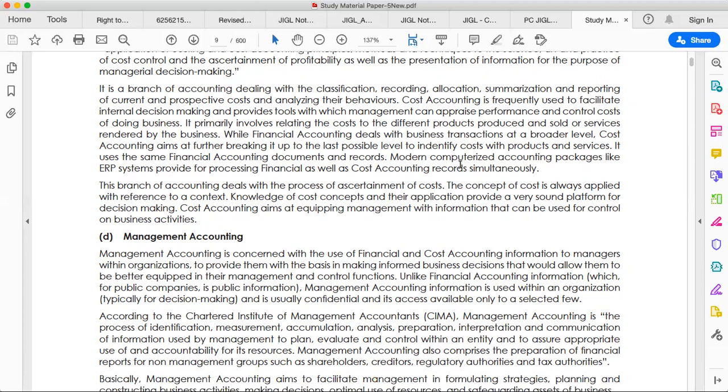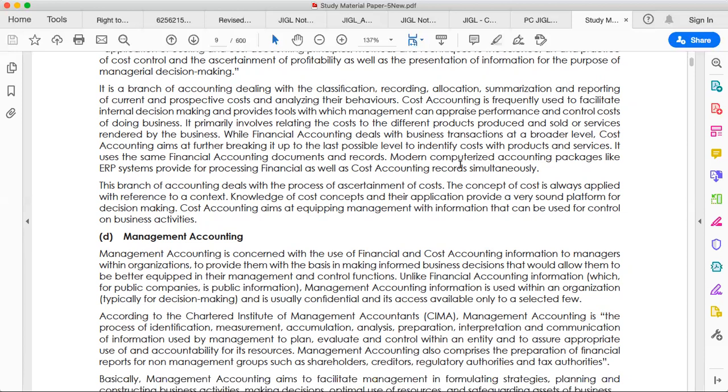Then it uses the same financial accounting documents and records. Obviously, there won't be different records. There will be the same records. Modern computer system accounting packages like ERP systems. ERP is a kind of system. There are many software packages which run as an ERP. ERP stands for Enterprise Resource Planning.